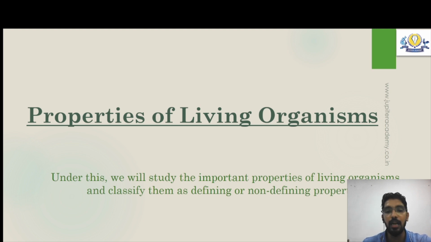Besides that, if that property is present in members of other groups too, it is non-defining. Let us say that we are discussing two or three groups. Here we will be discussing two groups, which are living organisms and non-living organisms. If a property we are discussing is present in the living organisms and also in non-living organisms, then that property is not called a defining property. It is called a non-defining property. So that is what defining properties and non-defining properties are.